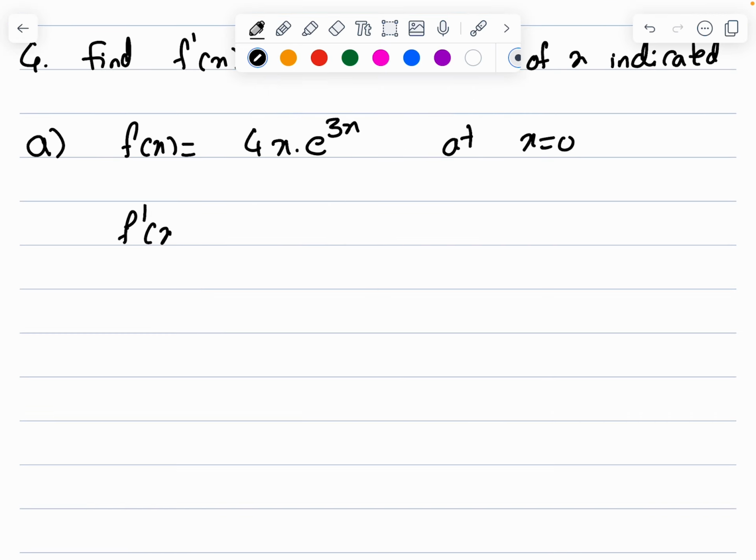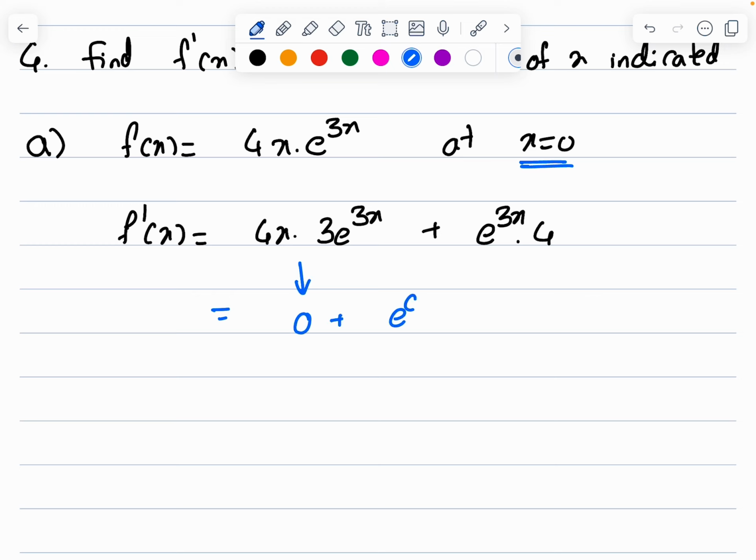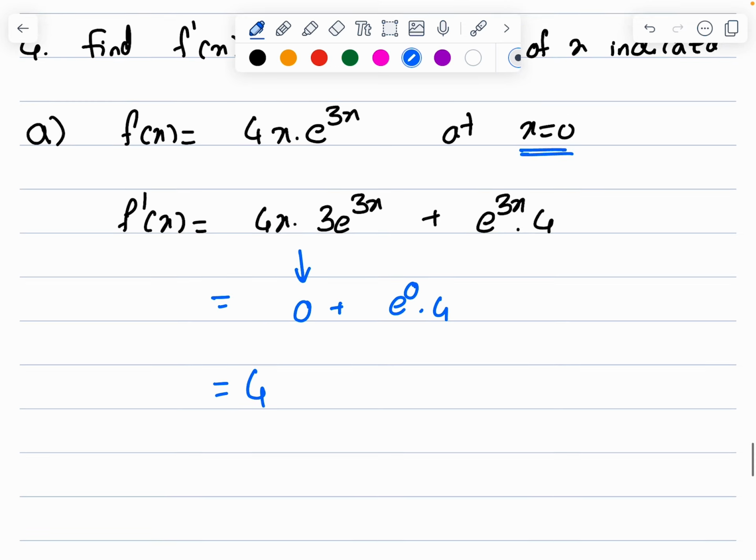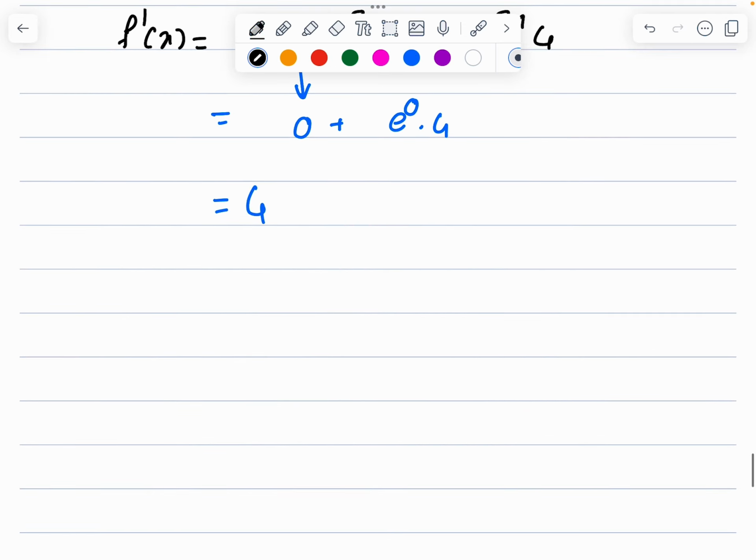So what am I going to do? F prime x, keep 4x as it is. E power 3x derivative is 3 e power 3x. Next, e power 3x as it is, 4x derivative is 4. The beauty of this one is no need to simplify. Directly plug in 0. This becomes 0 plus e power 0 times 4. So what's my answer going to be? My answer is going to be just 4. So the simplification headache is gone if at all we have such kind of questions.